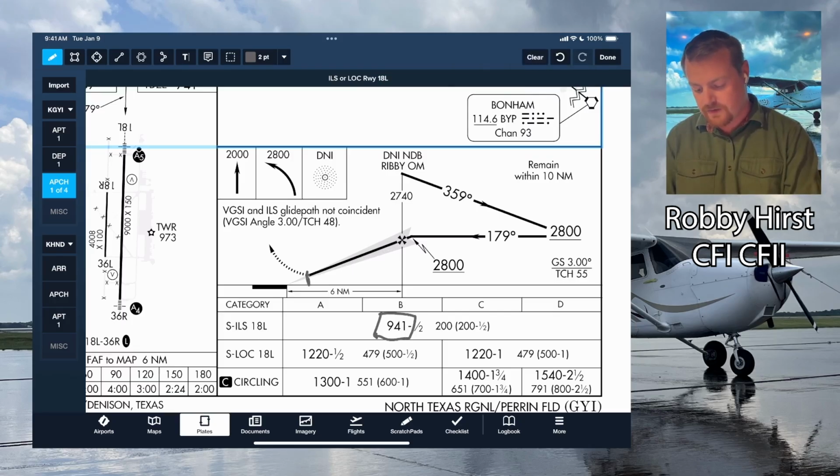That's expecting you to be right about here whenever you hit that, because again, it's dictating your glide slope on the way down, and you'd start that missed approach if you didn't have the runway in sight.